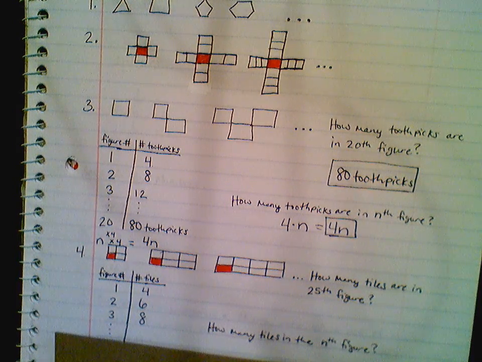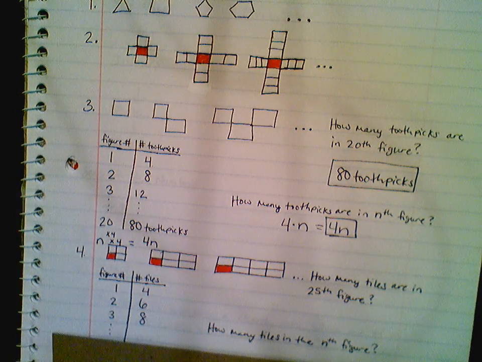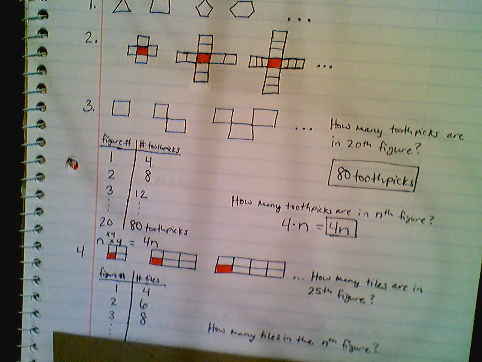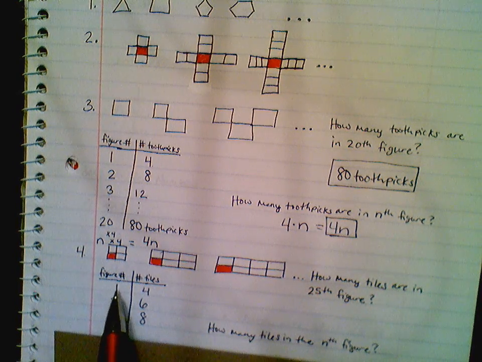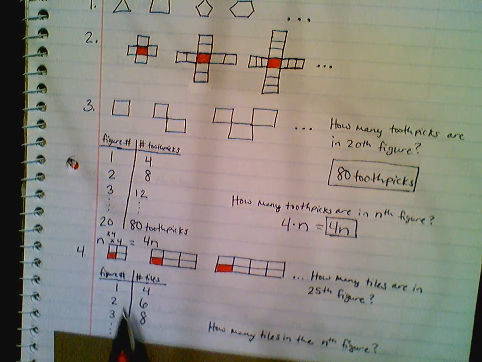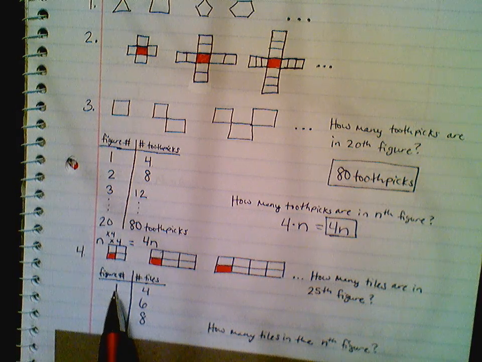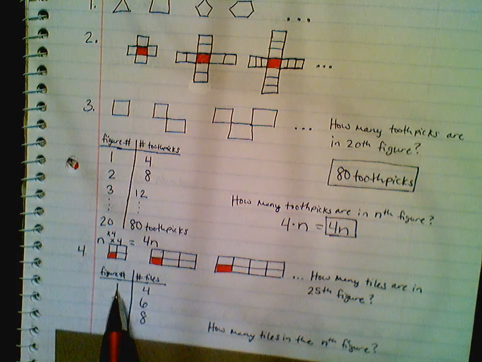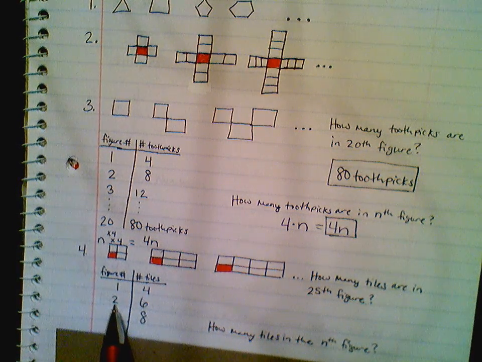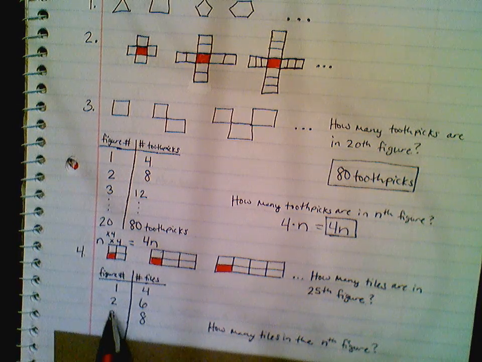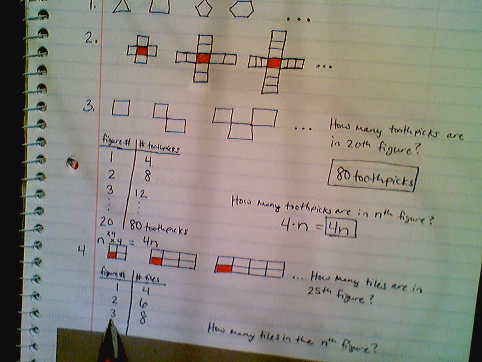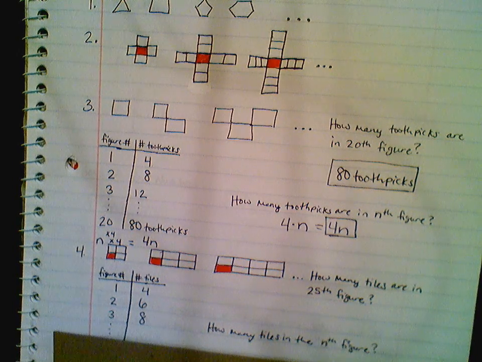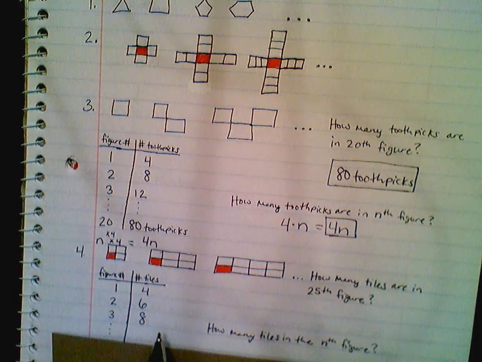So I'm trying to find then the pattern. I'll give you a little bit of time to look for that pattern. And you'll notice the pattern is I'm doubling this number and then adding 2. So let's try it and see if it works. If I double this number, 1 times 2, I get 2, plus 2, I get 4. Double this number, I get 4, plus 2, I get 6. Double this number, I get 6, plus 2, I get 8. So it's working every single time. I'm doubling that figure number and then adding 2 to get to the number of tiles.